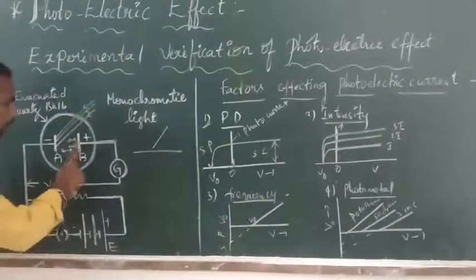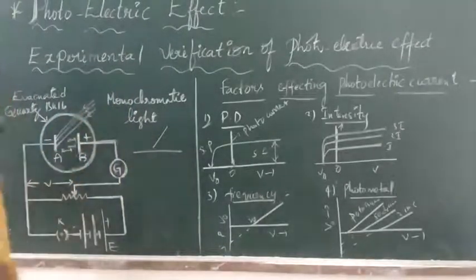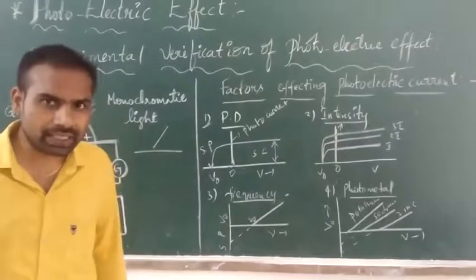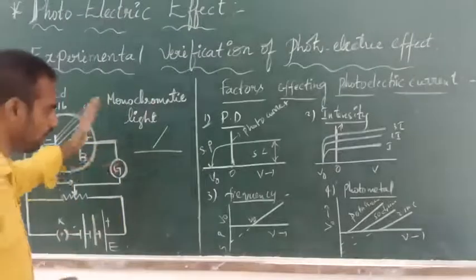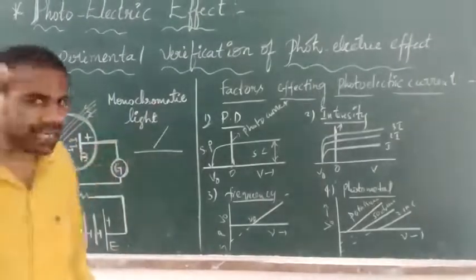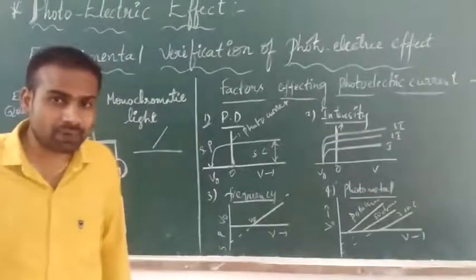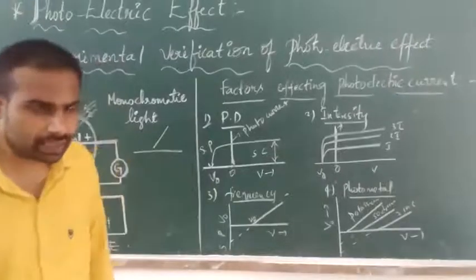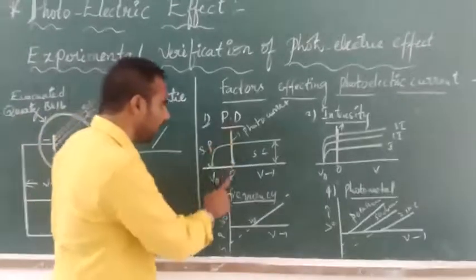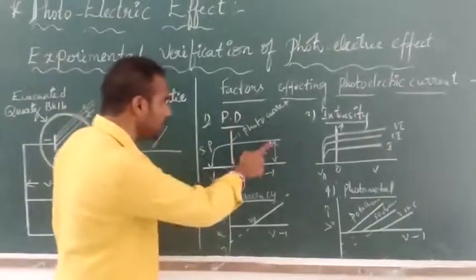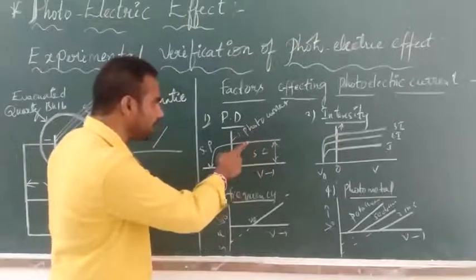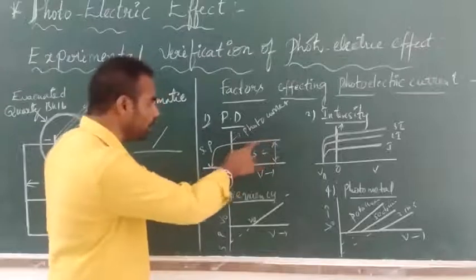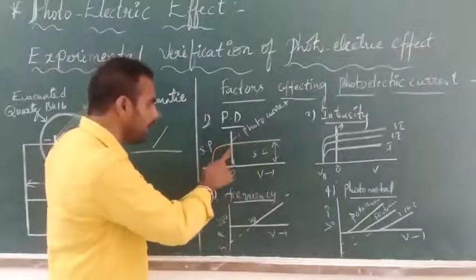The potential of plate B now decreases. Till now we increased it and the photocurrent increased. Now as the potential of plate B decreases, or when we apply negative potential to plate B, the photocurrent decreases. You see the graph here. As the negative potential of plate B increases, the photocurrent gradually decreases.